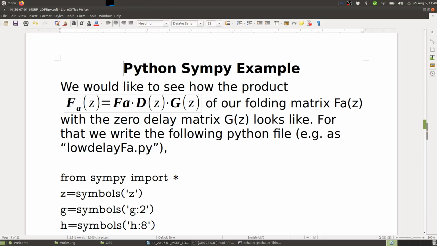This FA of z, which just contains the first coefficients originally from the MDCT, times our delay matrix, and now our zero delay matrix G of z, which contains additional coefficients to make the filter longer. So this is then our new filter matrix or folding matrix FA of z, which contains now the polyphase coefficients. Yeah, so this is our new folding matrix as FA of z with a zero delay matrix G of z. For that we write the following Python file, which we call low delay FA.